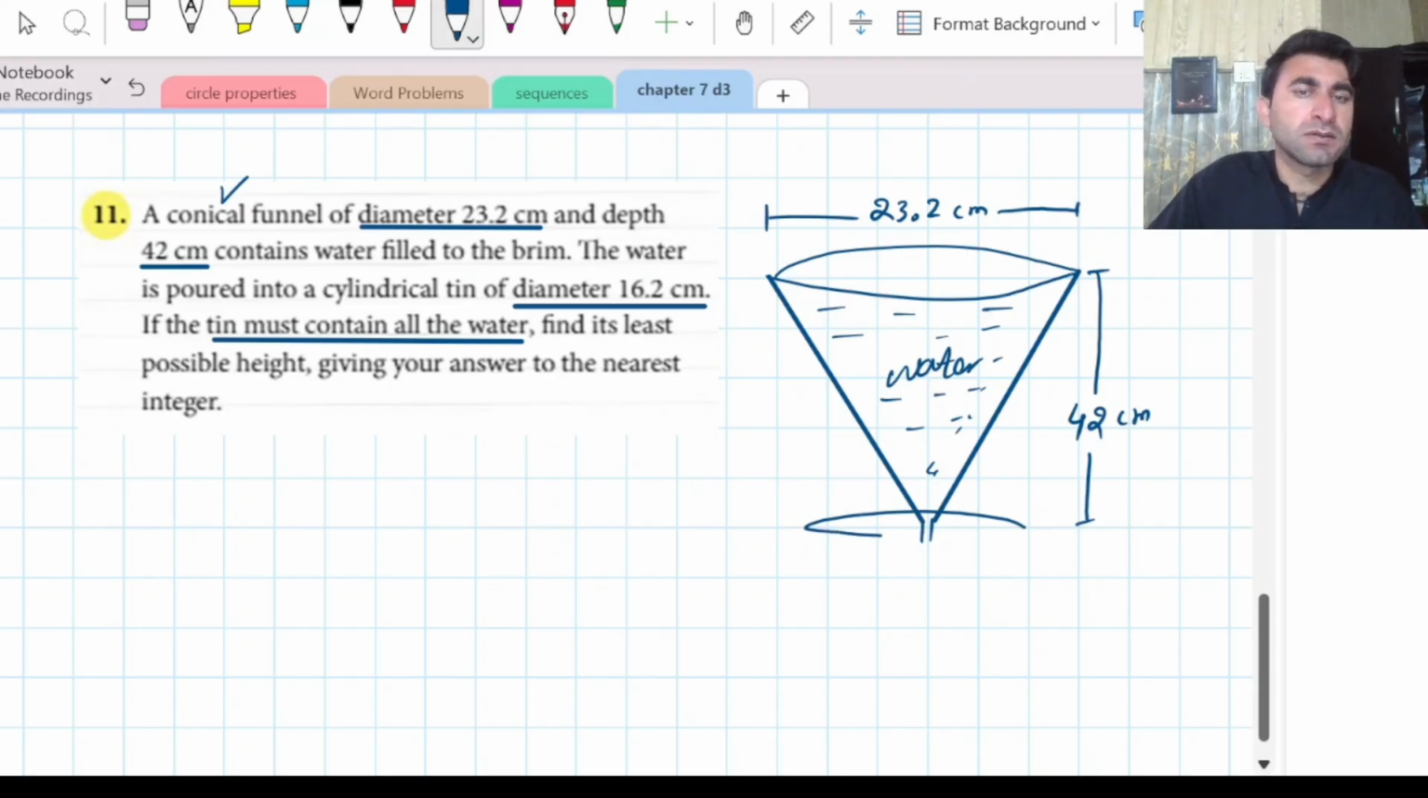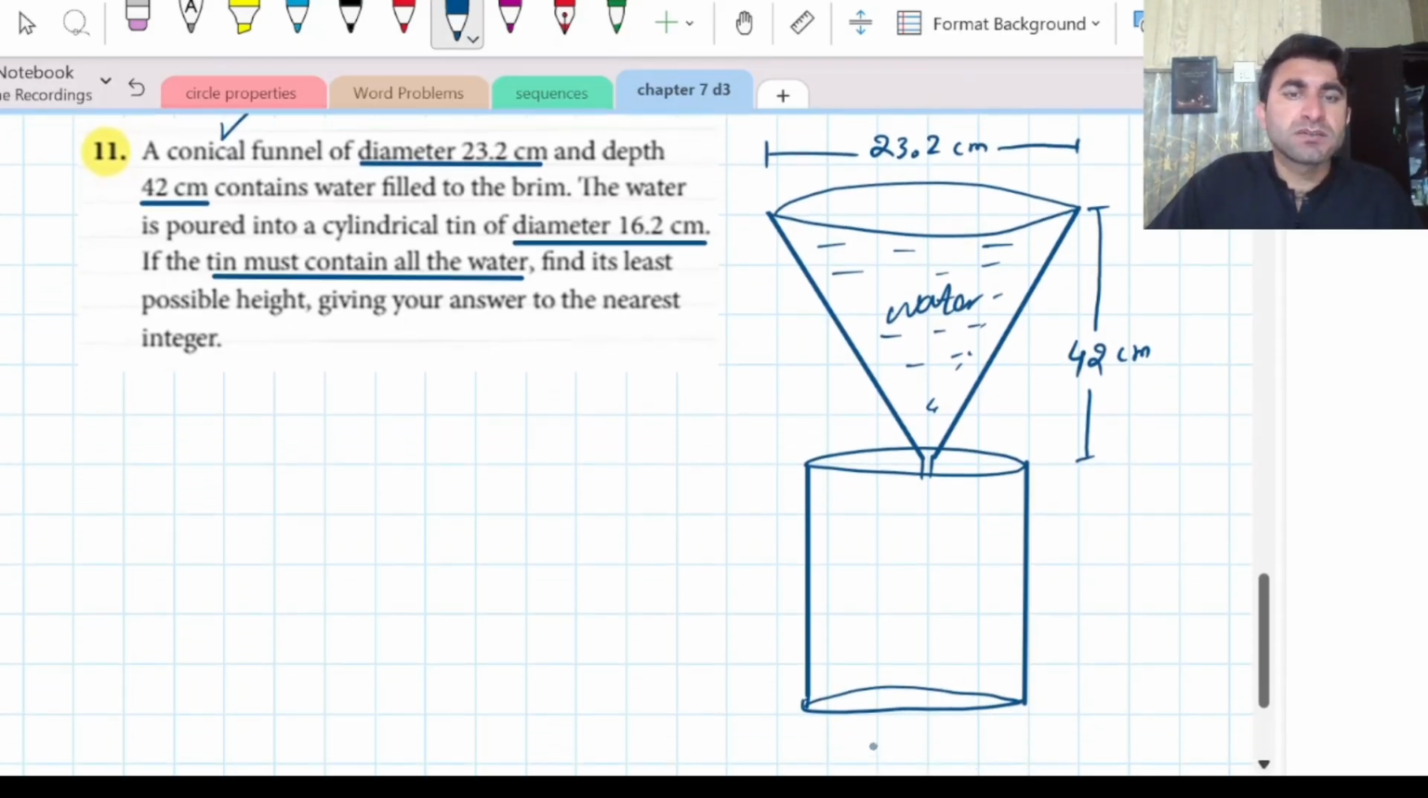Suppose this one is the cylindrical tin in which the water is poured down, and we are given the diameter of its base. The diameter of its base is 16.2 centimeters. And we have to find the height of this cylindrical tin. I am representing height with h.